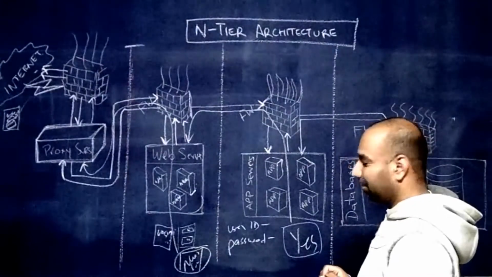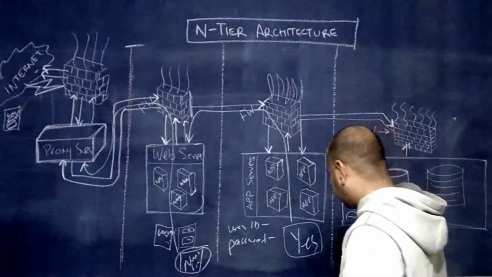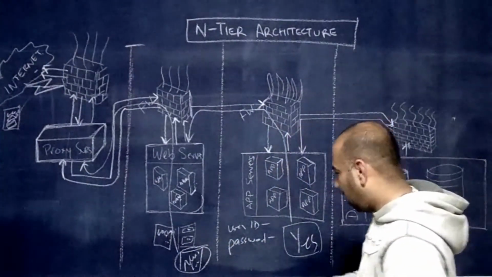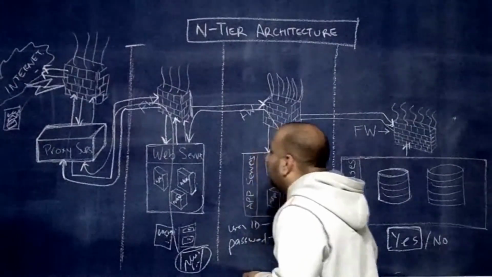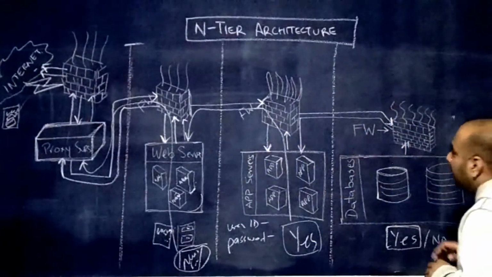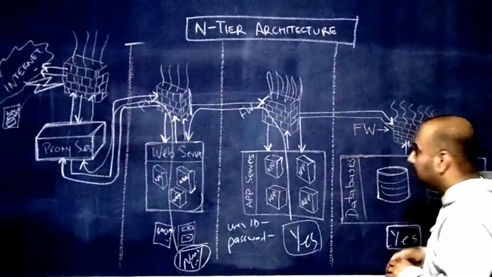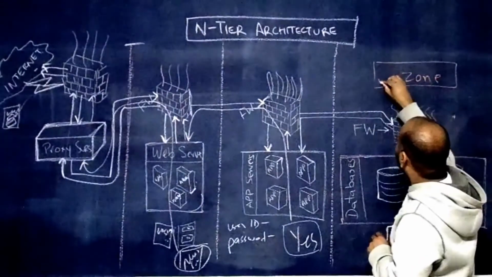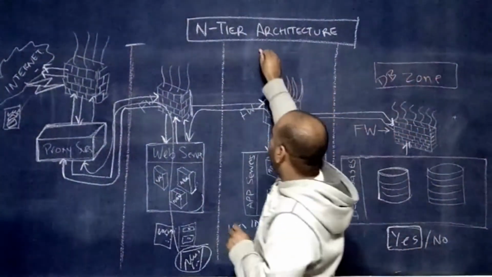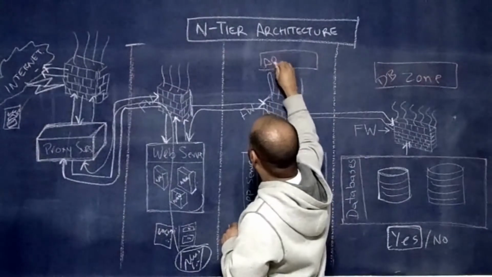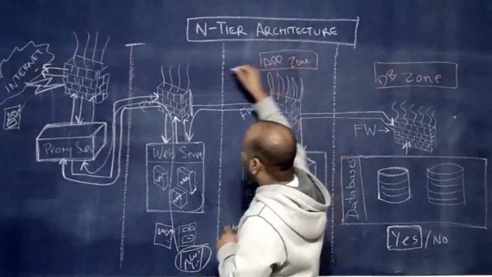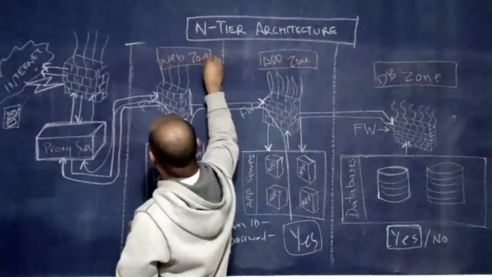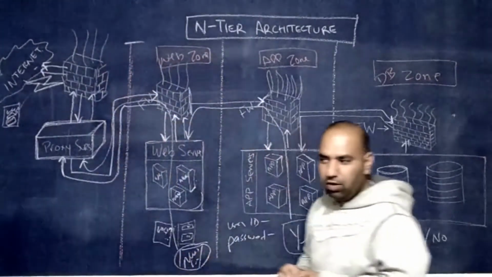So let's say they have a cloud web services, they have a cloud app services, and they have a cloud database. That would all be virtual, but it's the same thing. Yes, what happens in cloud computing is you still have all these zones. So this would be your database zone. This would be your app zone. And this would be your web zone. And you may or may not have a proxy zone or a reverse proxy.